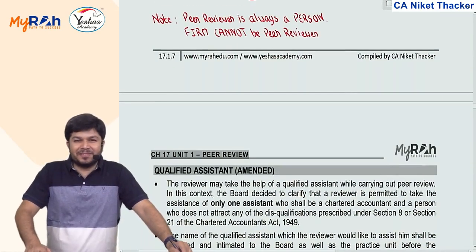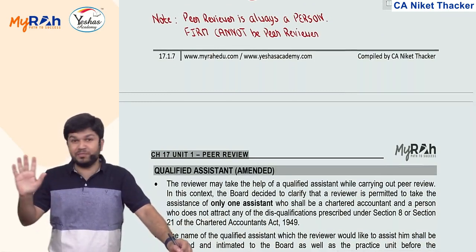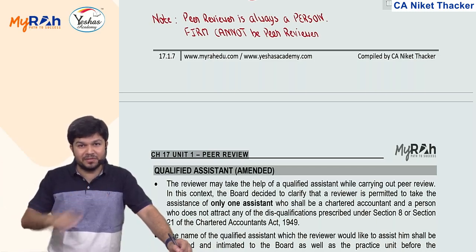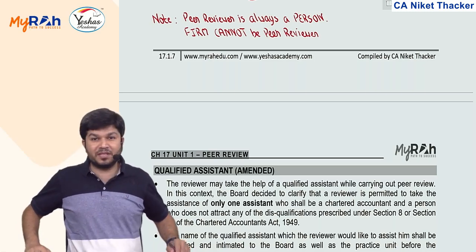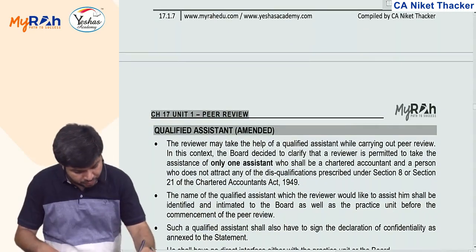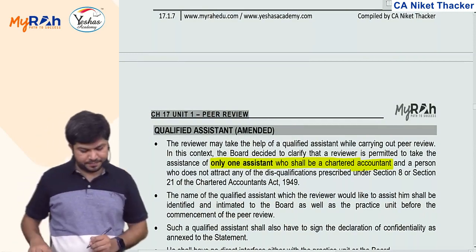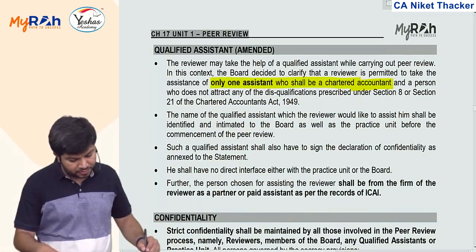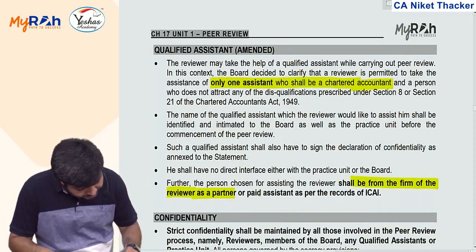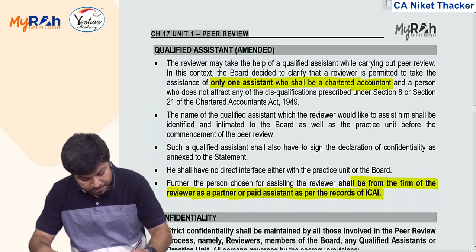Okay, can I take an assistant? Maximum one assistant. He should also be a chartered accountant or a qualified assistant working with me, either as a partner or a paid employee. So only one assistant, who shall be a chartered accountant, and he shall be from the firm of the reviewer, either as a partner or a paid assistant employee. Either your partner or your employee.